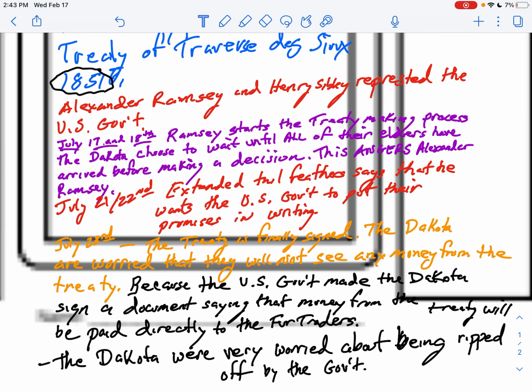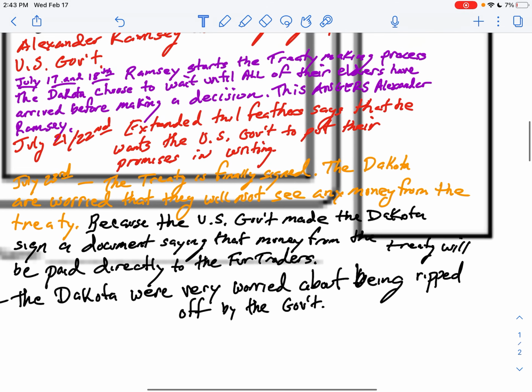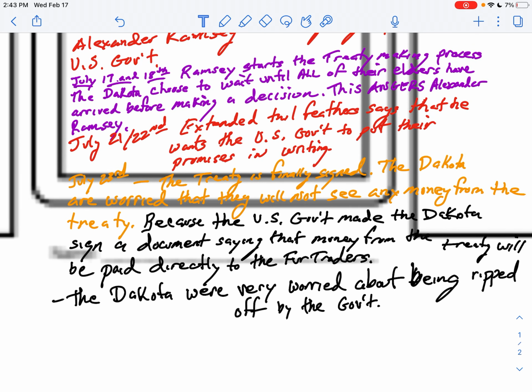What happened at the Treaty of 1851? Well, Alexander Ramsey and Henry Sibley represented the United States government, and they were the ones who were negotiating for the government. Okay, and the Dakota were very smart in their dealings. And in the end, the treaty got signed. The United States government got their land, and what did the Dakota get? Well, they got promises. Did they get any money? Not right away, but they got some promises, and we're going to talk about that later.